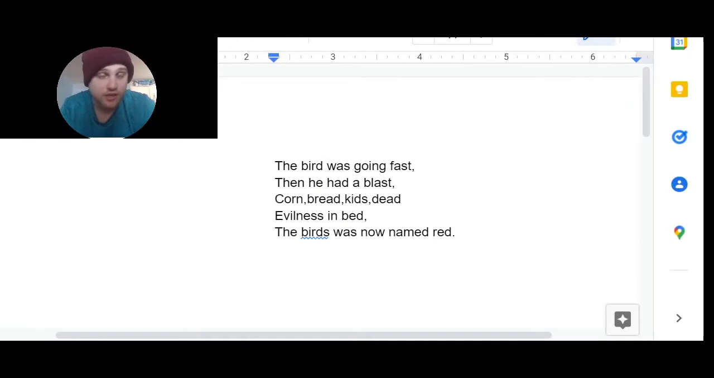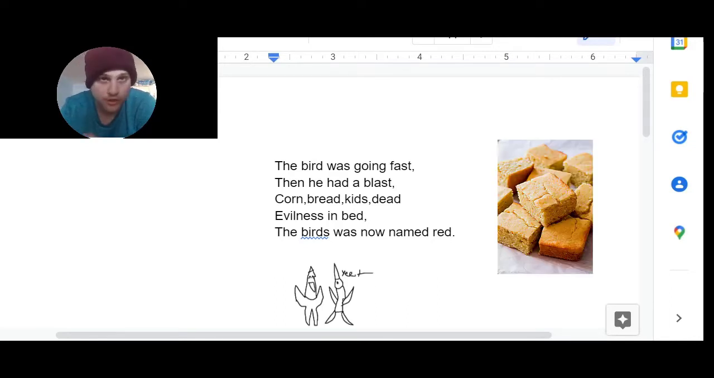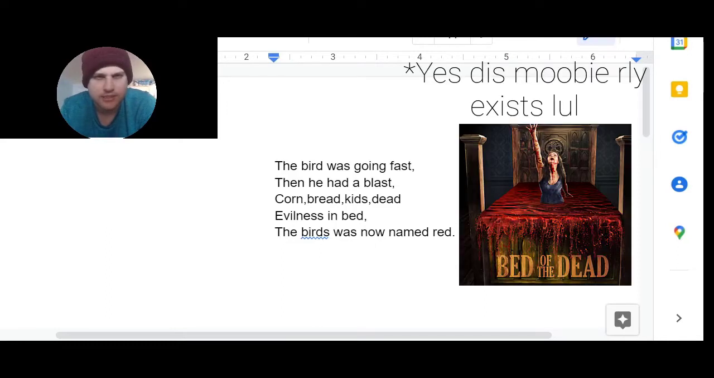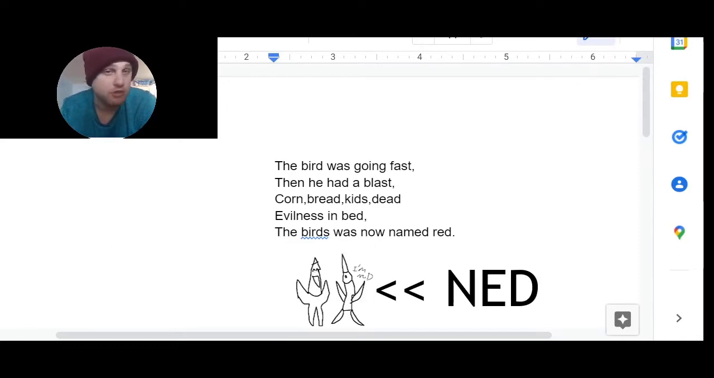So over here, we're going to look at caesura and enjambment. The bird was going fast. Then he had a blast. Corn, bread, kids, dead. Evilness in bed. The bird was now named Ned.